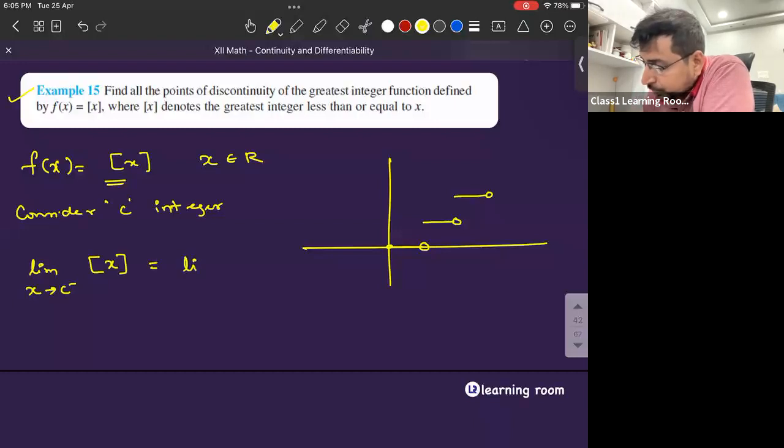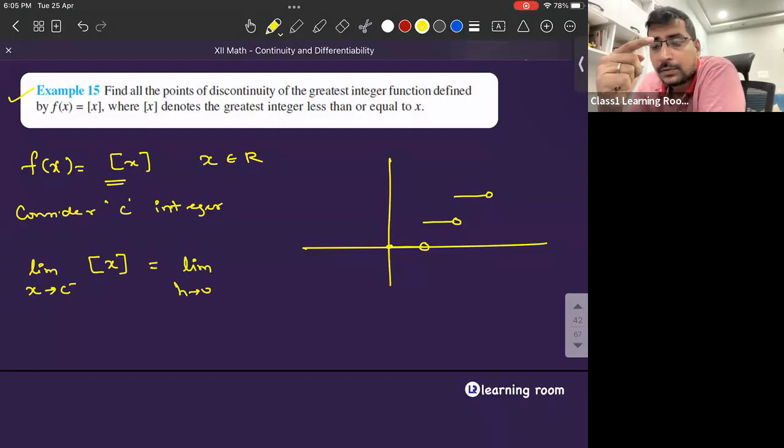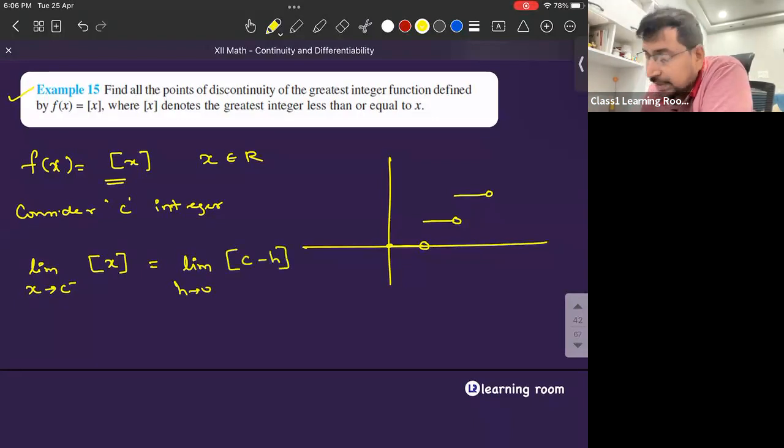So this will be equal to limit. I told you the first method, you remember? When you shift from c minus, you need to change it to another variable, h tends to 0. Right? Limit h tends to 0. In the place of x, what you will substitute is c minus h. Makes sense? Till here, am I clear? I need a confirmation. Am I clear? Yes. Now tell me one thing.